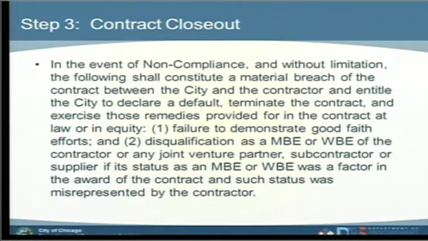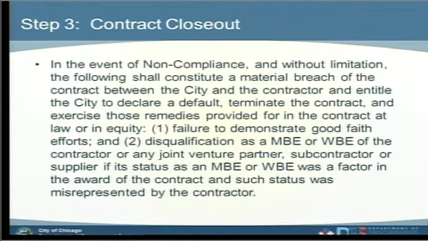In the event of non-compliance, which could be various things that can cause you to be non-compliant, and without limitation, the following shall constitute a material breach of the contract between the city and the contractor, and entitle the city to declare a default, terminate the contract, and exercise those remedies provided for in the contract, at law or in equity. The first one: failure to demonstrate good faith efforts.